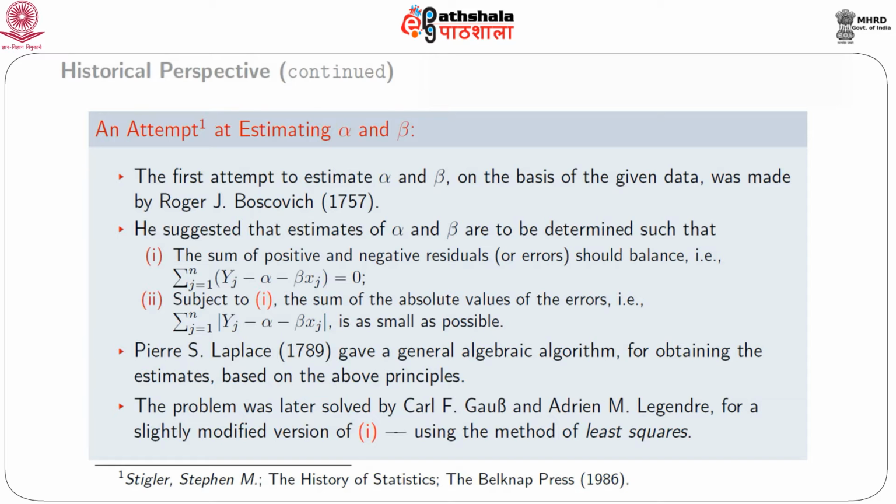Laplace in the year 1789 gave a general algebraic algorithm for obtaining the estimates based on the above principles. The problem was later solved by Gauss and Legendre for a slightly modified version using the method of least squares. For reference, you may go through the book by Stigler. The book is The History of Statistics.